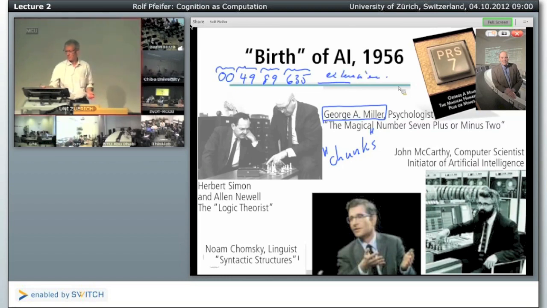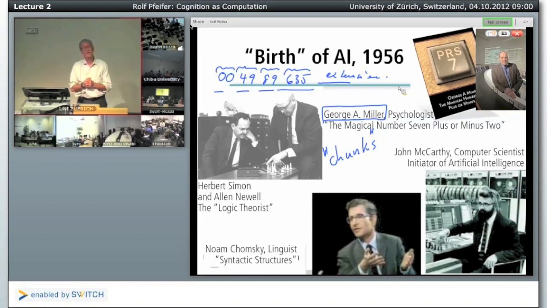And these things like 00, 49, 89, and 635, we already know. So basically, we can just store these chunks, and then we only need to memorize the extension. And that sort of facilitates memorizing.